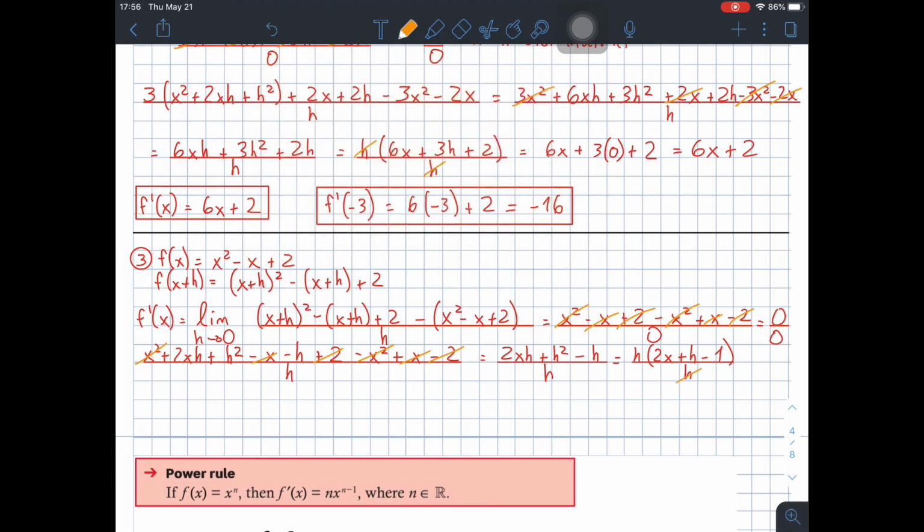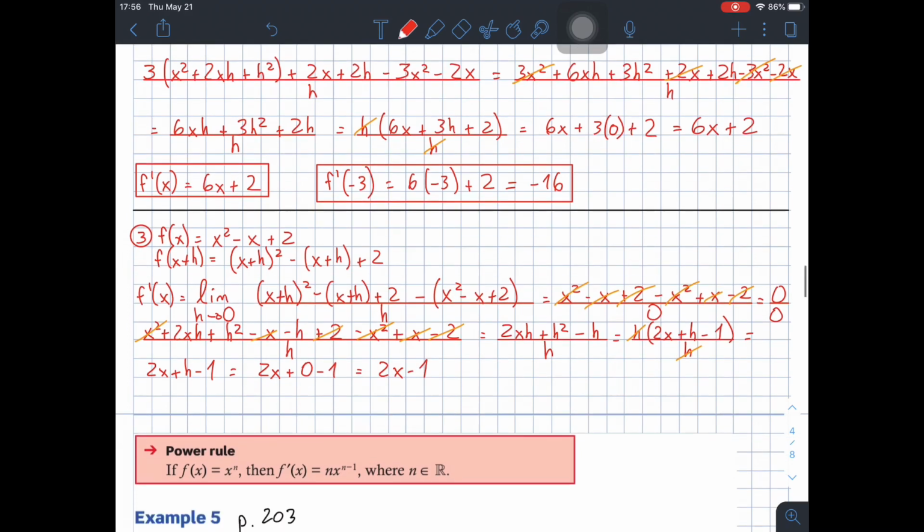Here we simplify the term that is causing the indetermination. And once again, let me write this here as 2x plus h minus 1. So now I'm going to replace the value of h by 0, and we're going to get 2x plus 0 minus 1. So this would be equal to 2x minus 1. So the gradient function, f prime of x, in this case is equal to 2x minus 1.